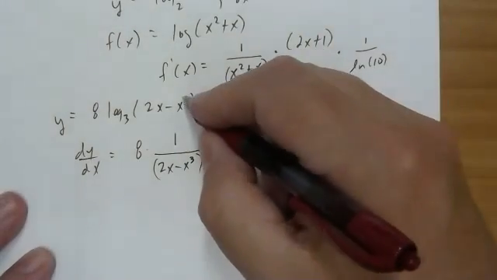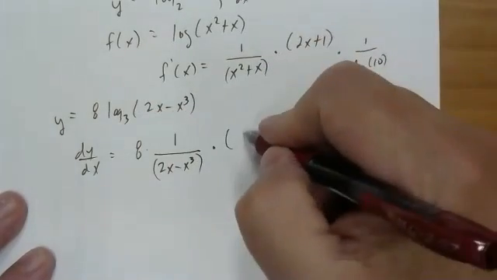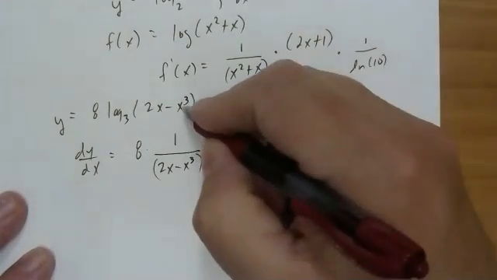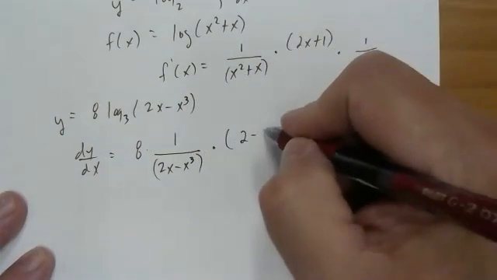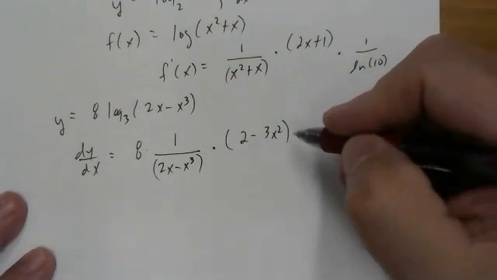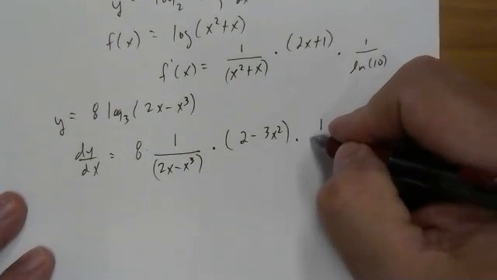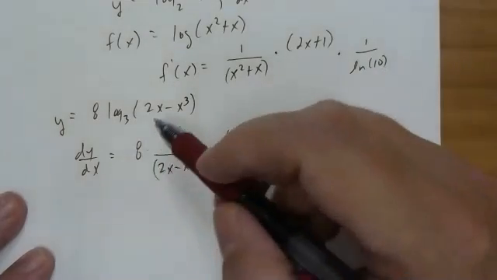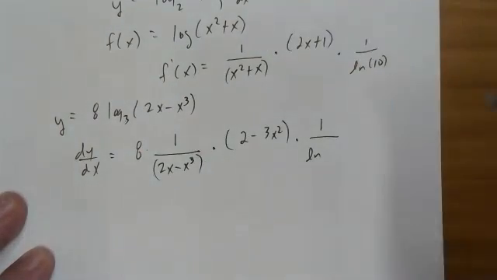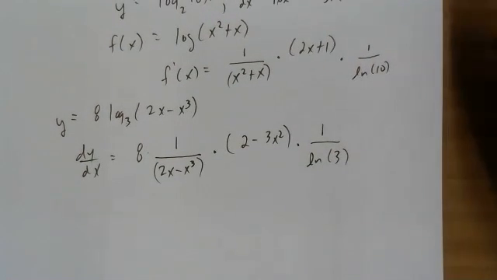Then you multiply by the derivative of what's inside the log. Derivative of 2x is 2. Derivative of x cubed is 3x squared. And then this third step, the new step, you multiply by 1 over the natural log of whatever the base is. Since the base is 3, 1 over natural log of 3.